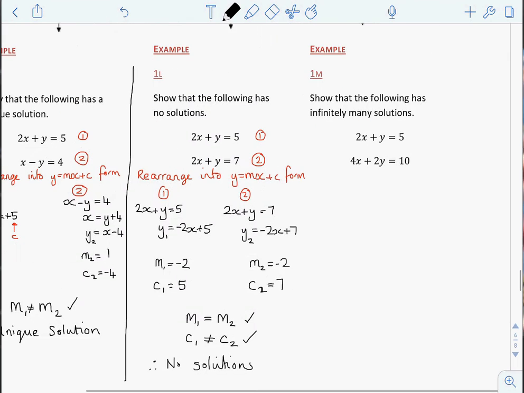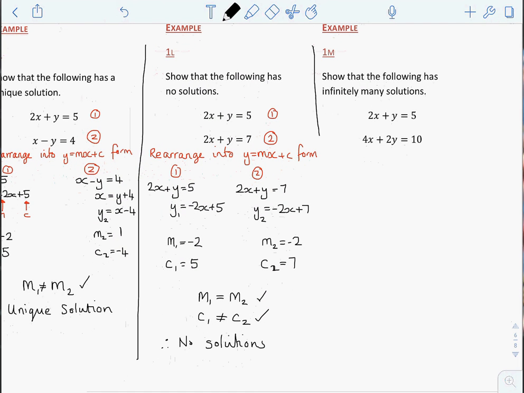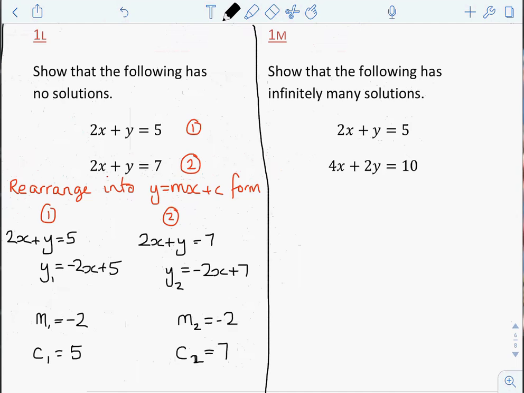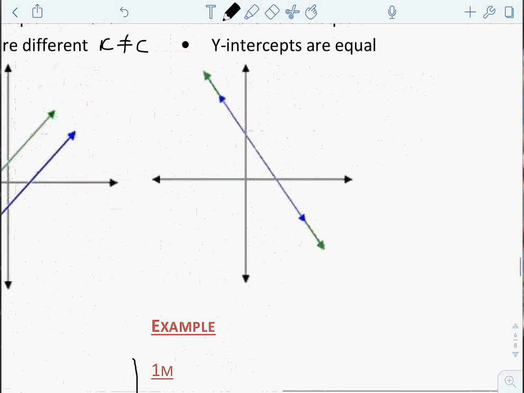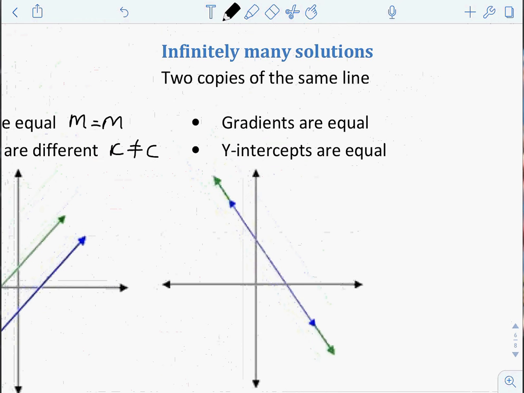And the last case. The last case is the case of infinitely many solutions. Infinitely many solutions are essentially two copies of exactly the same line. The equations may not start off looking the same way, but essentially our gradient and our y-intercept must be the same, i.e. m is going to be equal to m and c is going to be equal to c. So they're exactly the same thing.